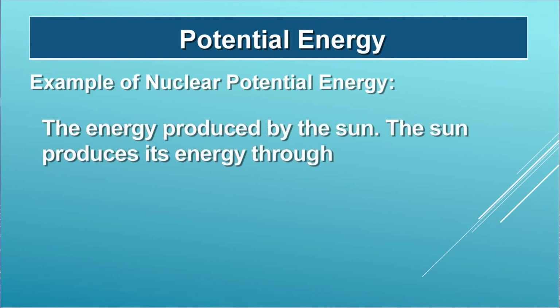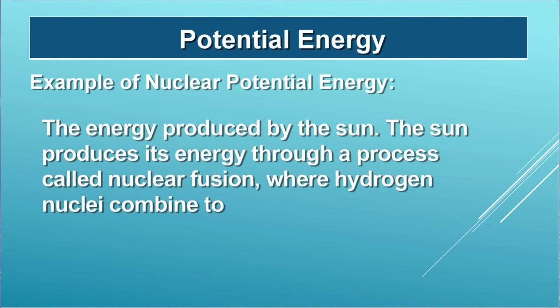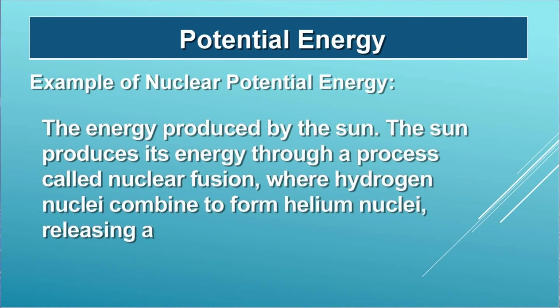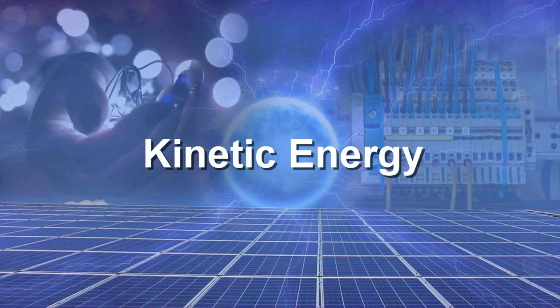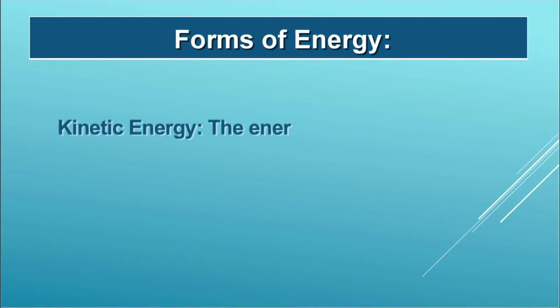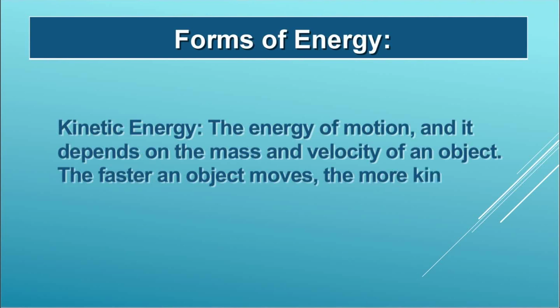The sun produces its energy through a process called nuclear fusion, where hydrogen nuclei combine to form helium nuclei, releasing a large amount of energy in the process. Now, let us discuss kinetic energy. Kinetic energy is the energy of motion and it depends on the mass and velocity of an object. The faster an object moves, the more kinetic energy it has.